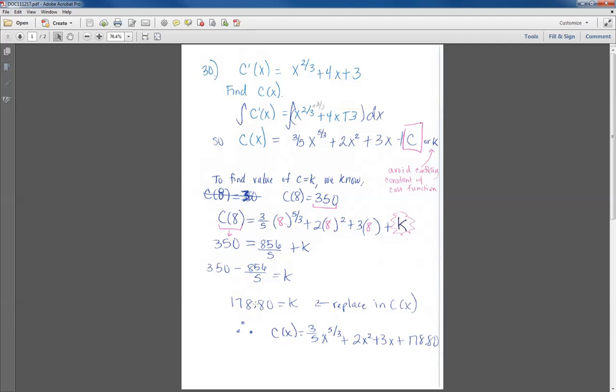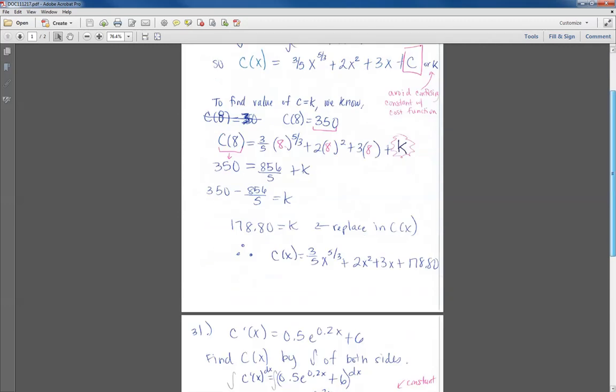If I solve for k, I'm actually going to end up with 178.80, which would be my k value after substituting in the cost to produce 8 items is 350. And so as it asked, we gave the cost function, and instead of my k or c, I replaced it with that 178.8.